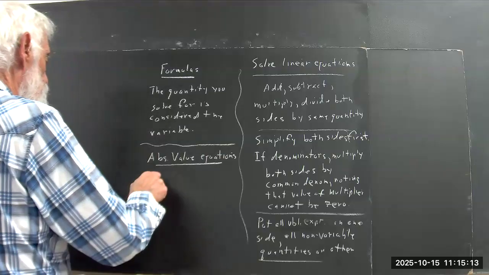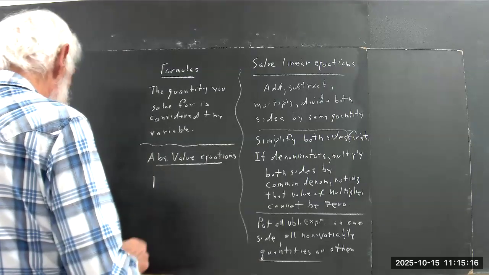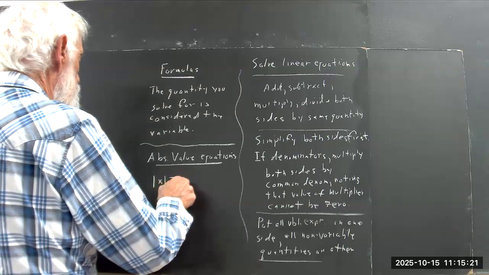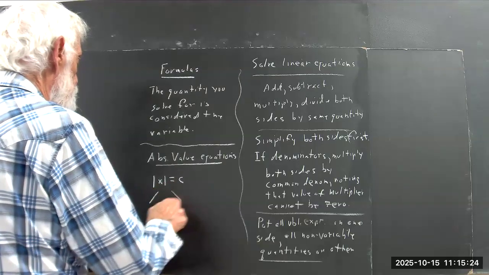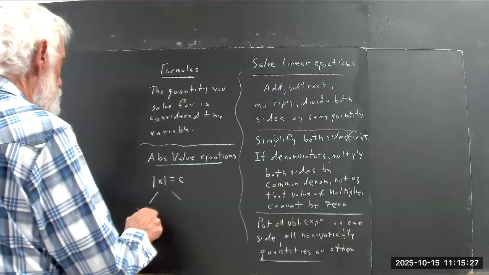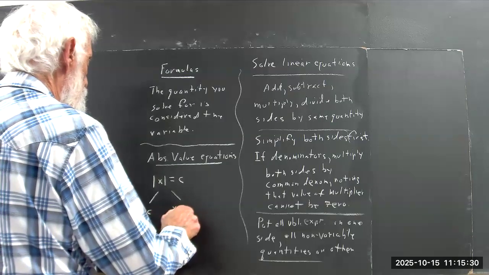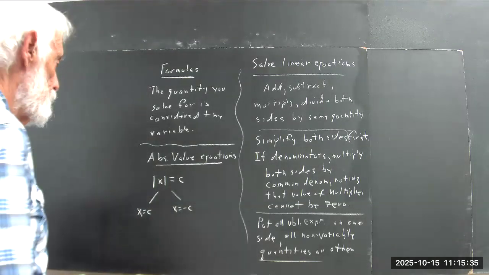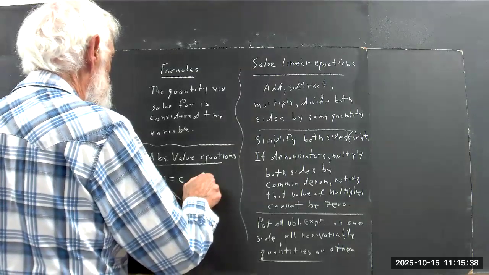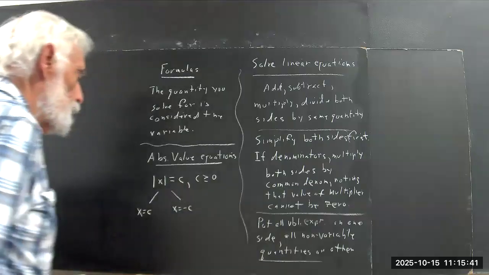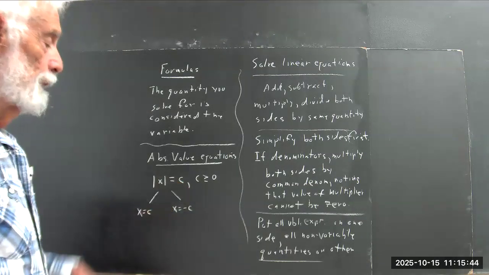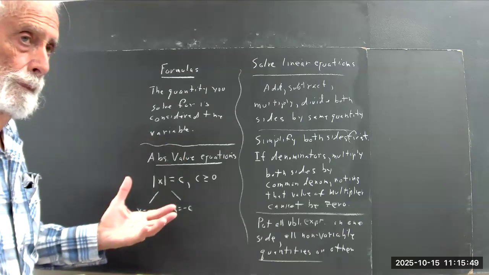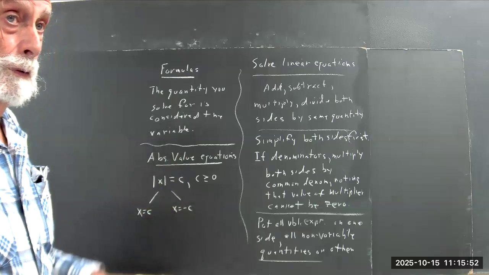For absolute value equations, absolute value of x equals c. x could either be c or negative c. Another thing I'll specify is that c has to be greater than or equal to 0 because the absolute value of something can't be a negative. If c is negative, then this equation has no solution.